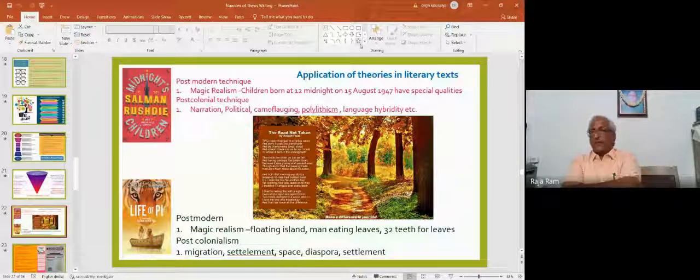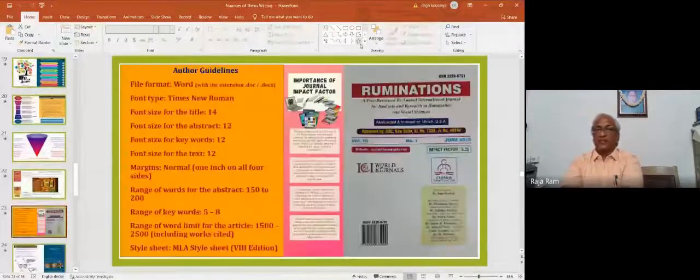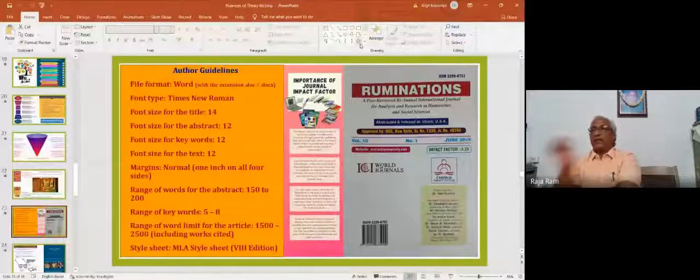In Life of Pi, we have a lot of ideas like magic realism, the floating island, man-eating leaves, 32 teeth for leaves, and post-colonial themes like migration, settlement, space, and diaspora. Something is repeated.